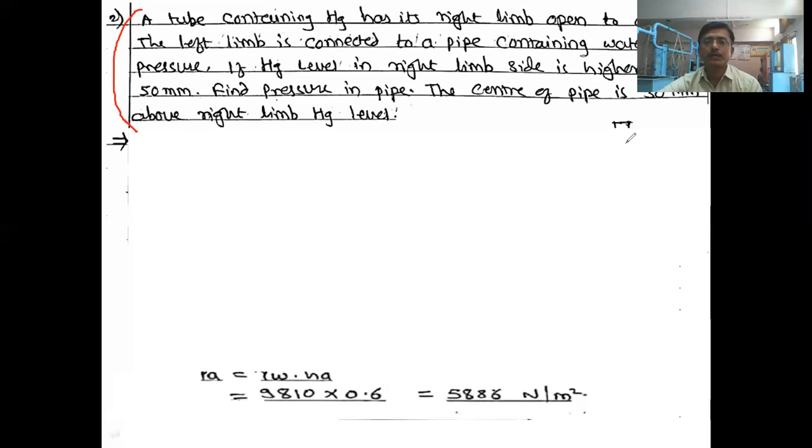The tube containing mercury has its right limb open to the atmosphere. Full stop. The left limb is connected to a pipe containing water under pressure.